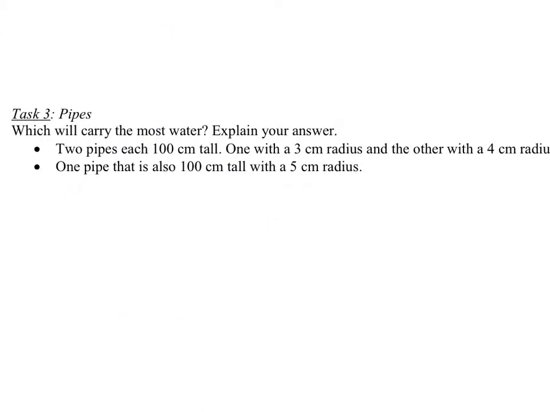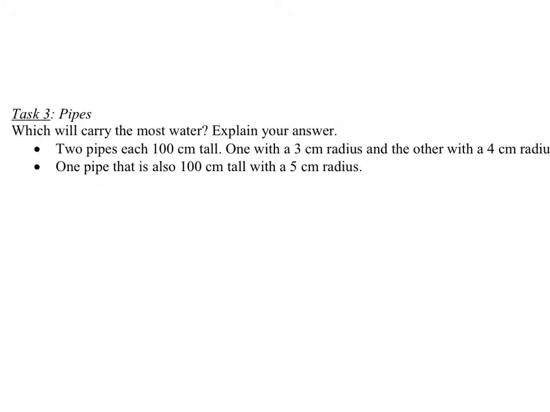Task 3, pipes. Which will carry the most water? Explain your answer. We got 2 pipes, each 100 centimeters tall, one with a 3 centimeter radius and the other with a 4 centimeter radius. But on the other hand, we have the one pipe that is also 100 centimeters tall, but with a 5 centimeter radius. What we got to do is figure out which of these 2 will carry the most water, the 2 pipes or the 1 pipe.